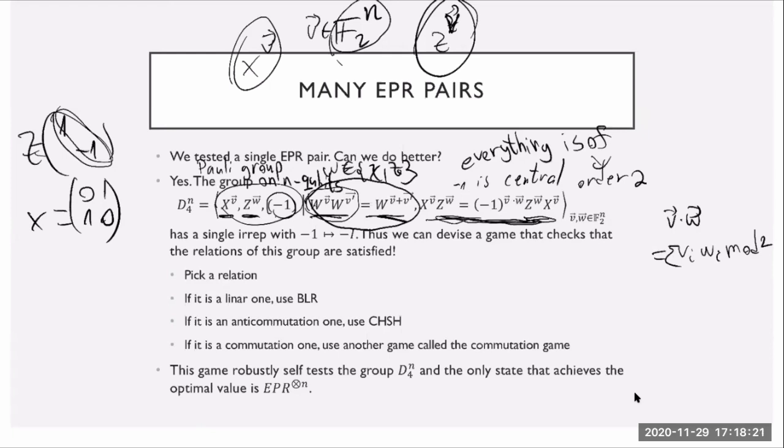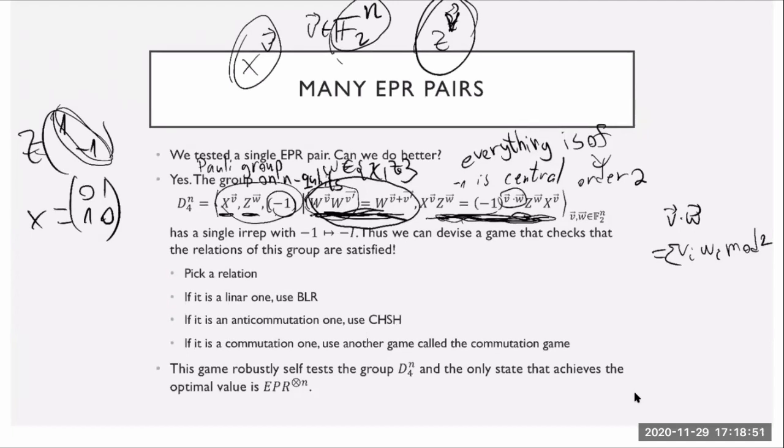Now my claim is that you can define a self-test, and quite amazingly, this self-test is robust in the previous sense for this group. How do you do it? There are actually 3 kinds of relations here. Either you check this linear relation, or you check this relation when it's an anti-commutation relation, when this power is 1, or you have this relation when this power is a 0.